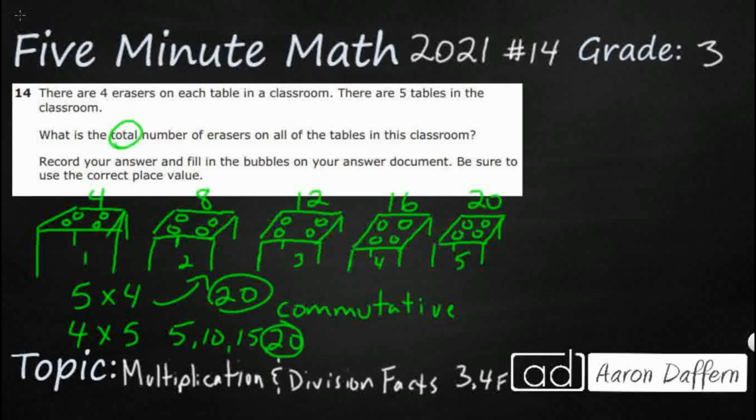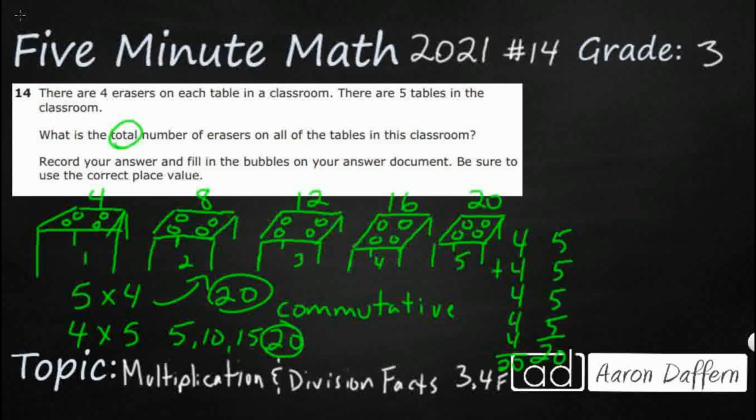If you wanted, you could have done repeated addition, right? You could have done either way. You could have done 4 plus 4 plus 4 plus 4 plus 4, that would get you 20. Or if you were thinking more of the 5s, just make sure you add your 5 four times: 5, 5, 5, and 5.